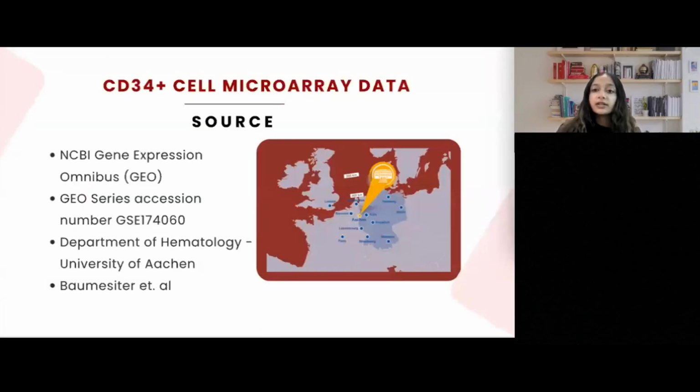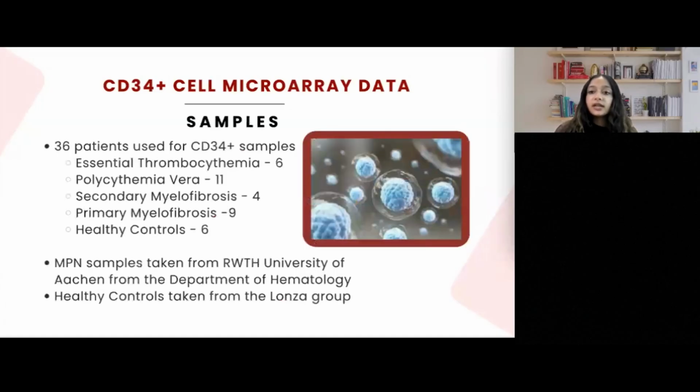First, I found the data I used for my own analysis, which was deposited in NCBI's GEO database, accession number GSE174060. The original experiment, which produced the raw microarray data, was conducted by Baumeister et al. at the Department of Hematology at the University of Aachen. The patient data came from the University of Aachen and included 36 samples: 6 ET, 11 PV, 4 SMF, 9 PMF, and 6 healthy controls.